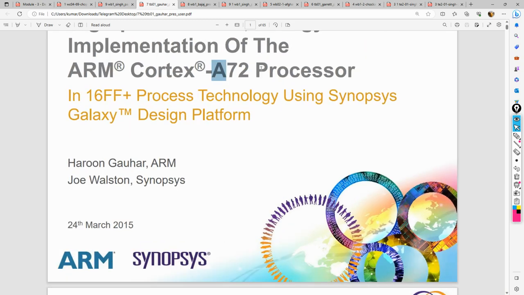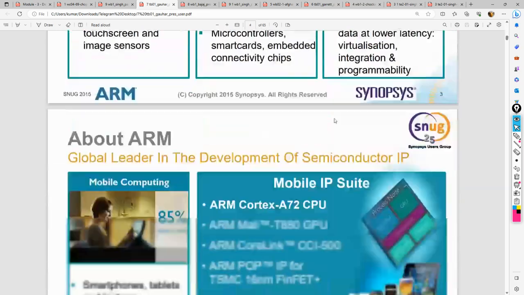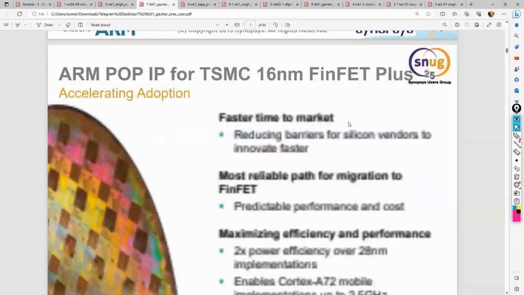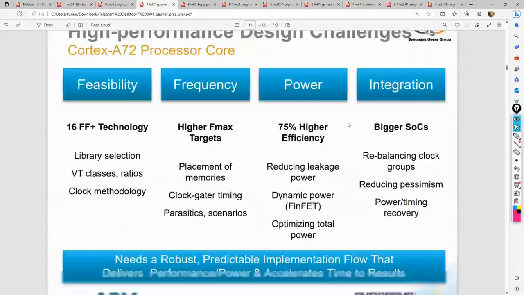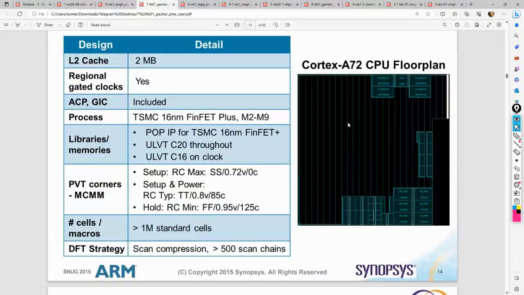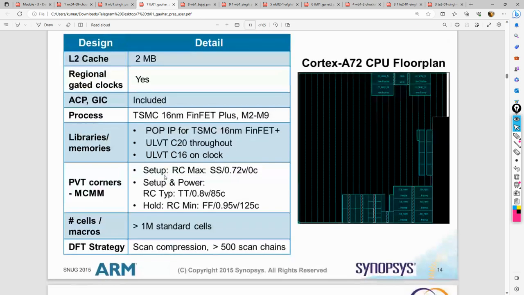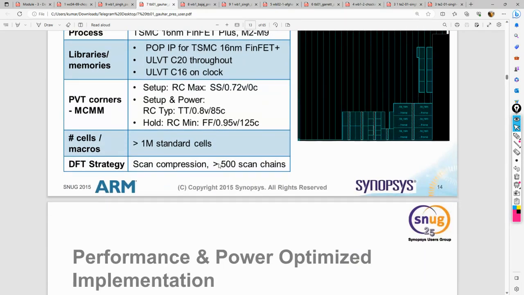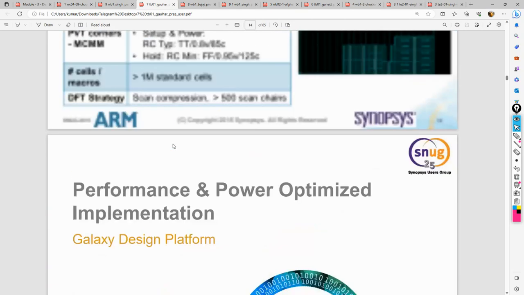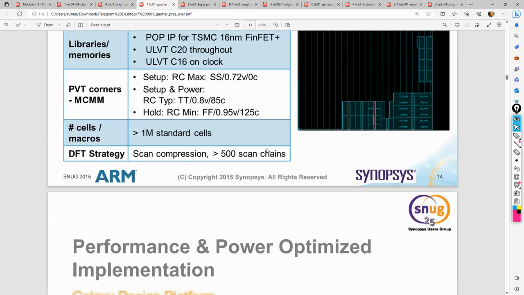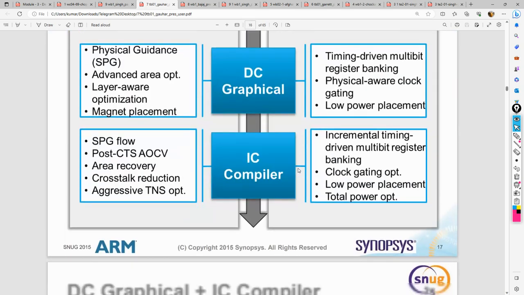Say this is an A72 processor targeted in 16 nanometer FF plus, and the frequency that they might have targeted was... Okay, so this is a kind of design structure, and the voltage that they targeted was typical 0.8 volt and worst case 0.72 and all of that. And there are 500 plus scan chains in terms of DFT and 1 million plus cells. So how did they achieve the whole thing?